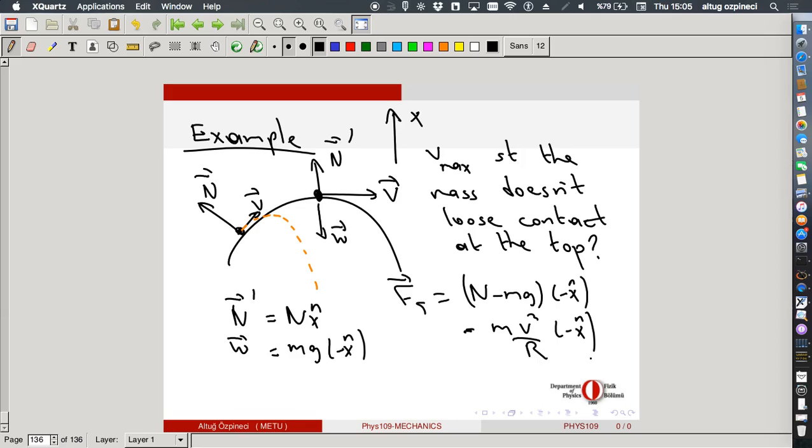And so if you solve for the normal force, it becomes N equals mg minus mv squared over r. For our object not to lose contact, this N has to be greater than or equal to 0. And that gives you the maximum speed.